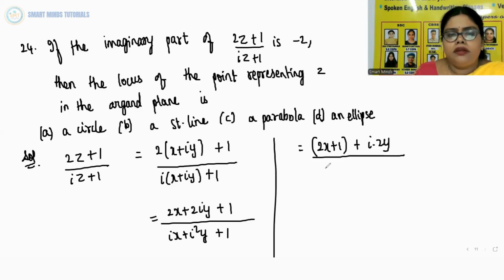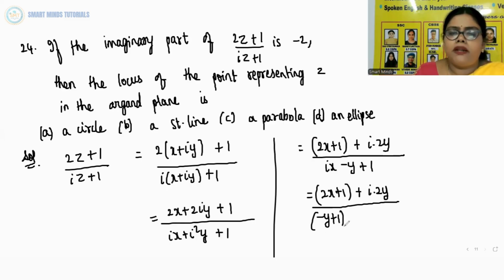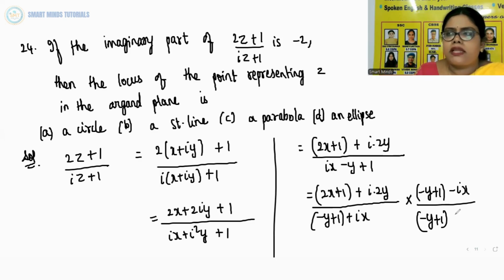So take real and separate real and imaginary parts in the numerator and denominator. Ix, i square is minus 1. So this is minus y plus 1. So 2x plus 1 plus i into 2y by minus y plus 1 is real part. Ix is imaginary part. Now we will rationalize it. So we will multiply and divide with minus y plus 1 minus ix, by minus y plus 1 minus ix.